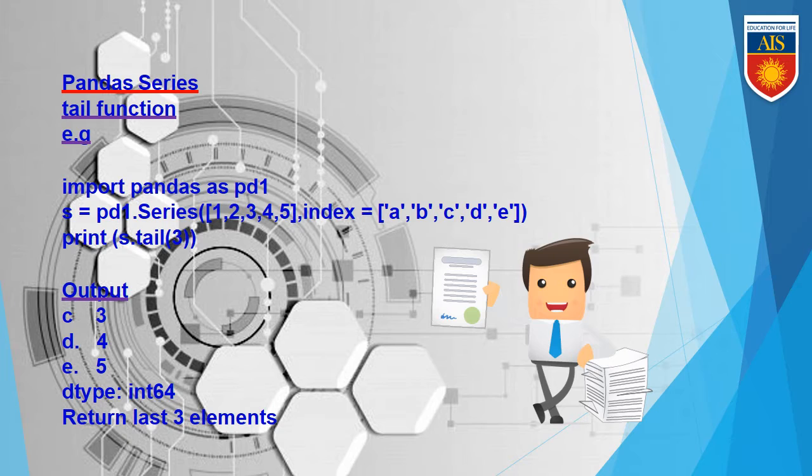Pandas series tail function. Import pandas as pd1, s equal pd1 dot series 1 2 3 4 5, then the index followed by that series, then print s dot tail 3. That means over here we will get the last 3 elements. So with the help of the head option we can get the first 3 or first 4 elements as mentioned by the user, and with the help of the tail option the users can get the last elements.